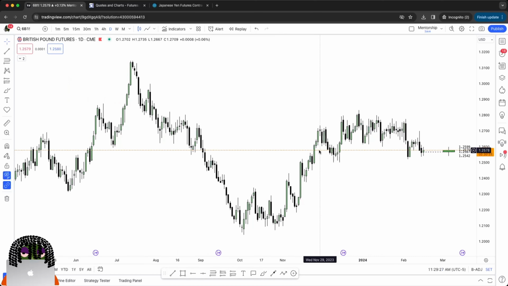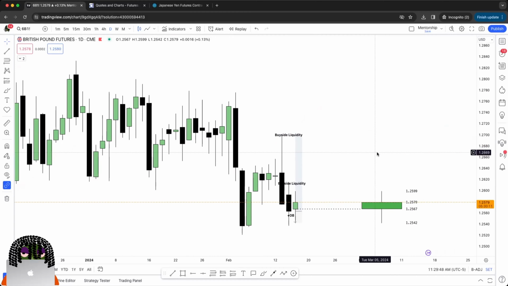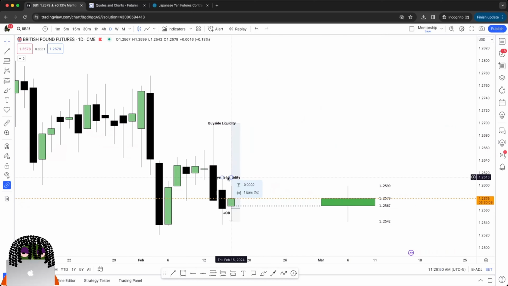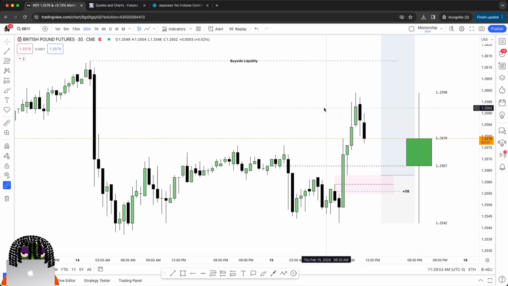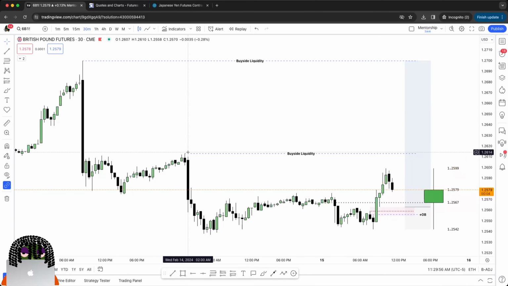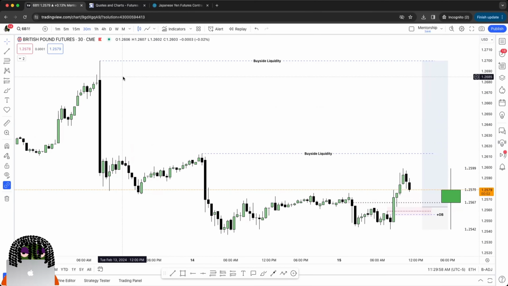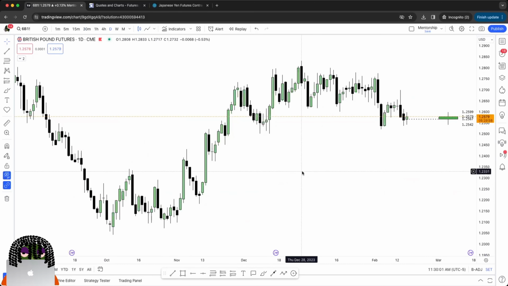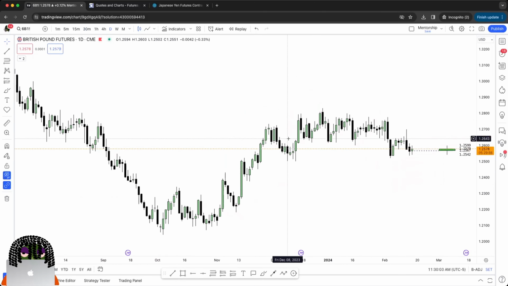So yeah, the daily looks like this. So this is why it's kind of an iffy trade, right? But if it taps into my zone, I would expect it to trade up to here, which is the first buy side right here. And if you look at it on the daily, it's just this candle right here. So go back to the daily. That's what we're looking at.